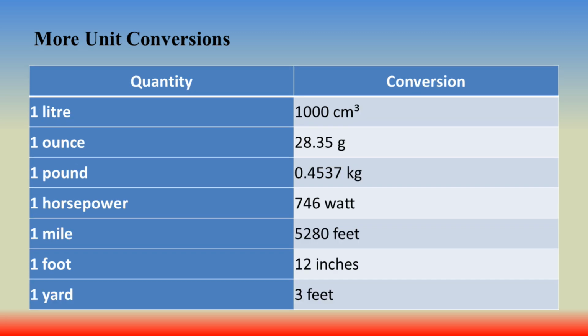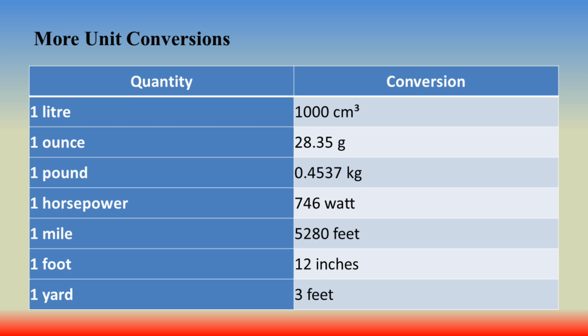Here are more conversions for quantities like mass and power. 1 liter is equal to 1000 centimeter cube. 1 ounce is equal to 28.35 gram. 1 pound is equal to 0.4537 kilogram. 1 horsepower is equal to 746 watt.